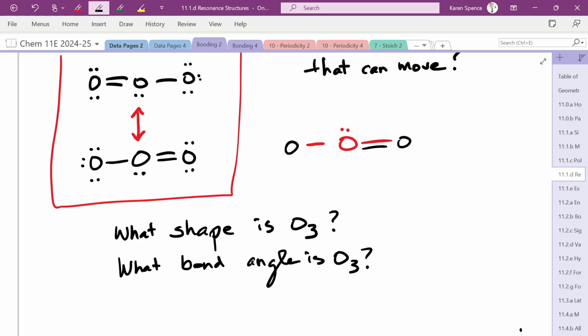Well, I was confused because I always see oxygen with 2 bonds. Now it's with 3 bonds. I know. That's because ozone's weird. Yeah.